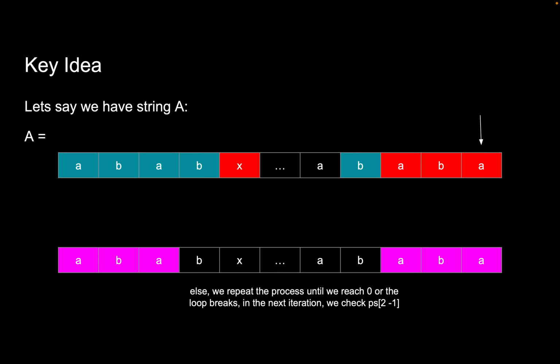Otherwise, we repeat the process until we reach 0 or the loop breaks. In the next iteration, let's say A did not match A here. Then we need to update it to PS2 minus 1, because it used to be 2. PS2 minus 1 is going to be the prefix suffix of length 1, which is going to be 0, as nothing really matches from the left and the right. And then we can go to the left of the array and check at 0.